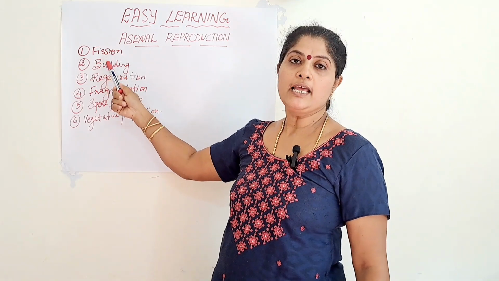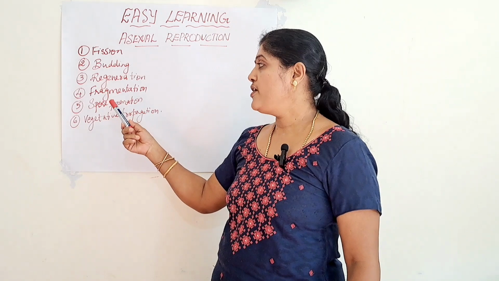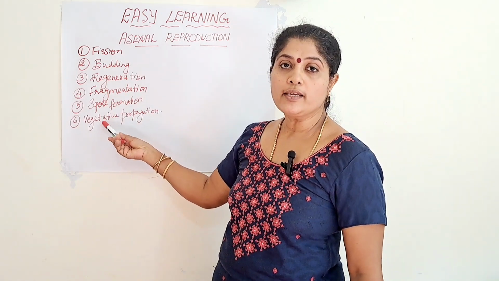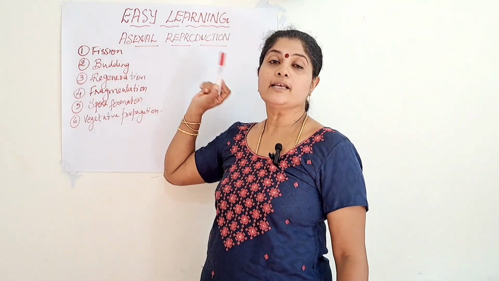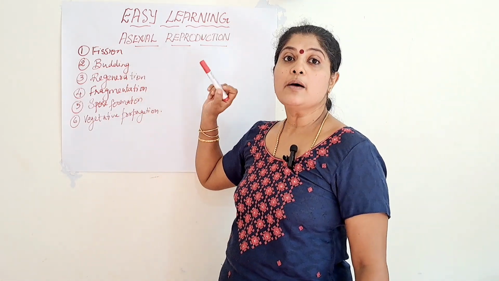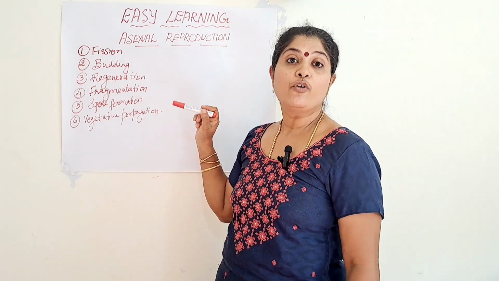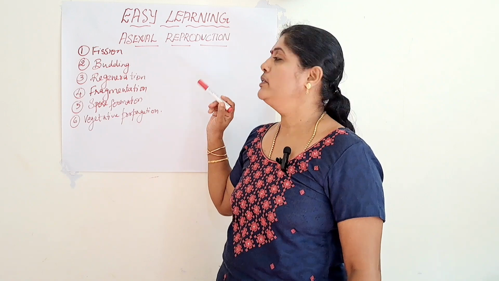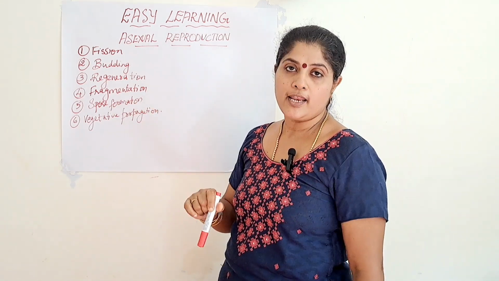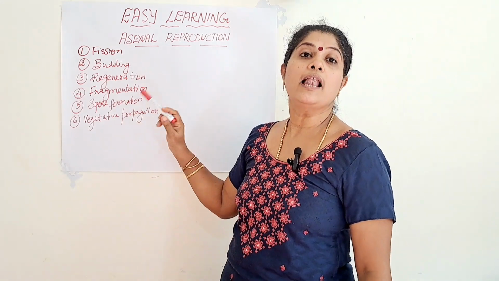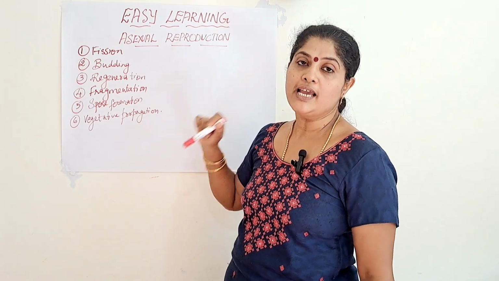First fission, second budding, third regeneration, fourth fragmentation, fifth spore formation, and sixth vegetative propagation. You should know the definitions of all the 6 methods, and among that I will point out some important areas so that it will be helpful for you in the board exam. Concentrate only on the important areas so that you can score maximum marks, that is 100 marks in the subject science.